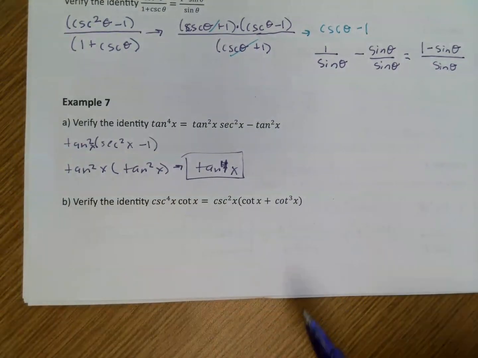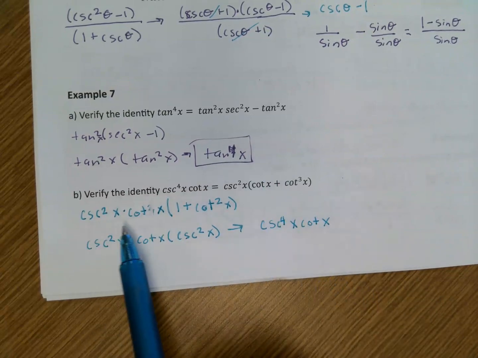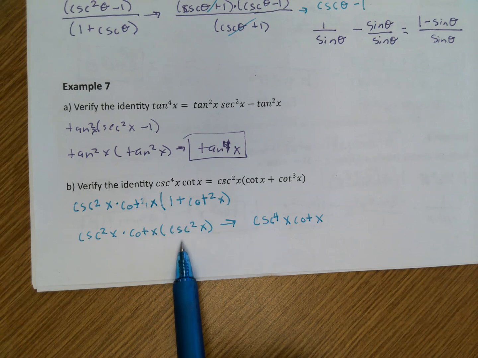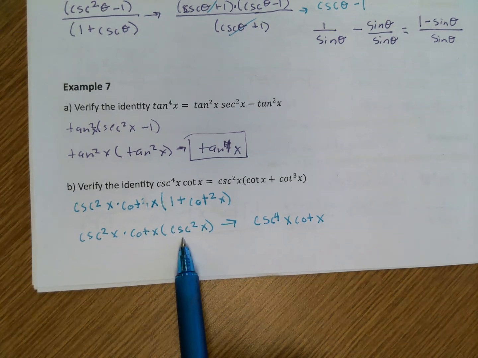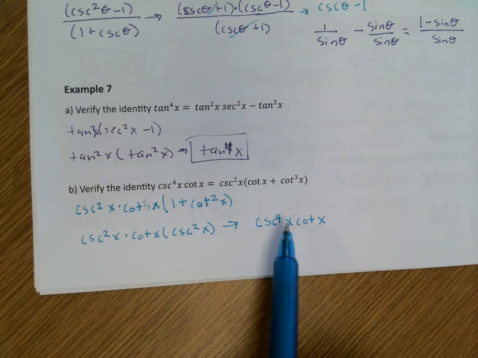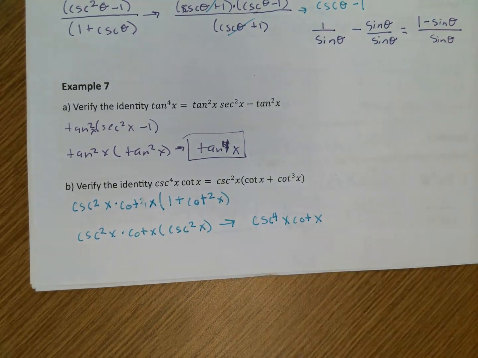Pause the video and try to do this one by yourself. So you should have noticed that this had a cotangent that you could take out, forcing this into a Pythagorean identity. So this is equal to cosecant squared x. And so I can multiply those, square times square, to give me cosecant to the fourth times cotangent. And yes, this is difficult. But yes, you get this trig identity.